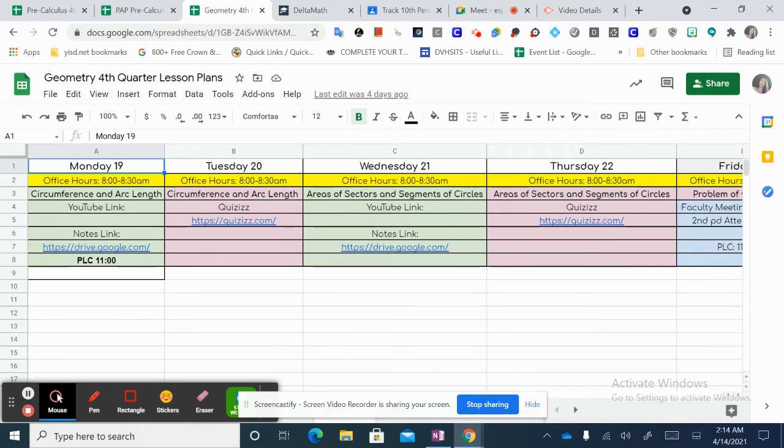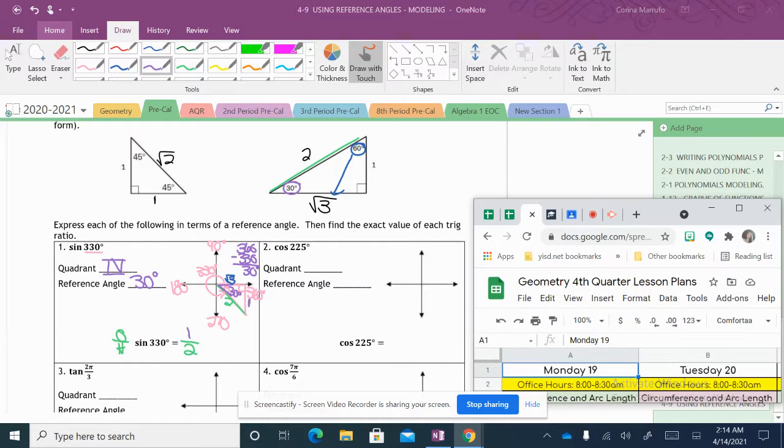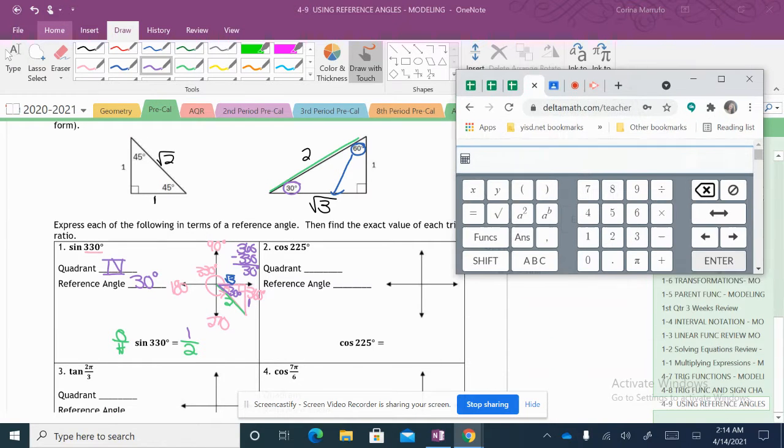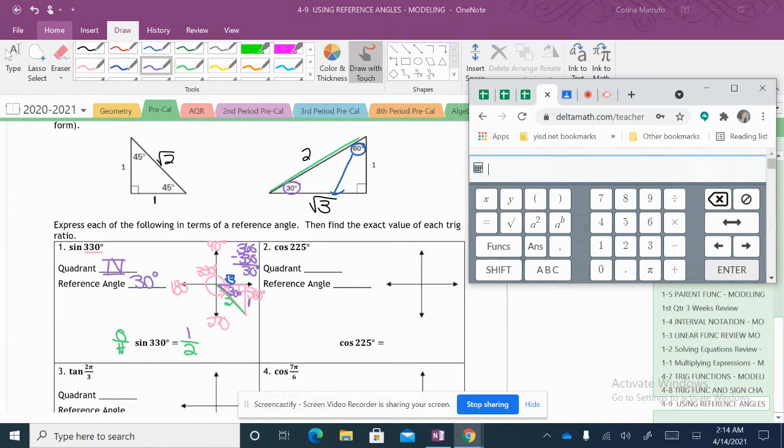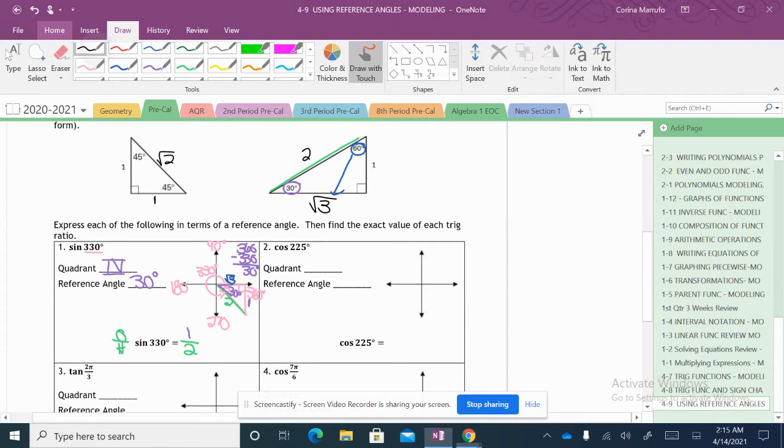If you wanted to check my work with the calculator, I'm just going to use the calculator we have on Delta Math. We have functions. We press sine of 330 degrees. We hit enter. It gives me negative 0.5. Oh, that's what I forgot, the negative. That should have been on here somewhere. I should actually add it to sine.